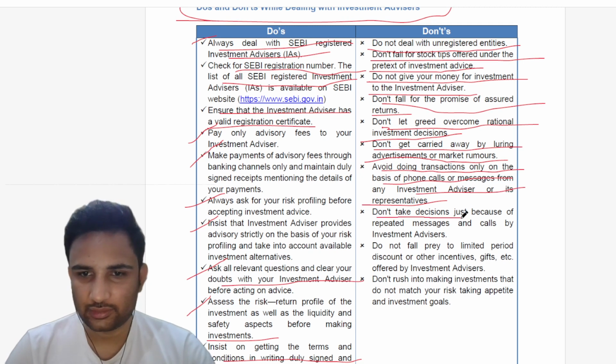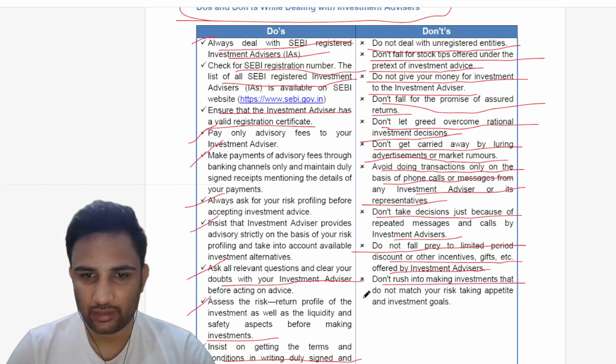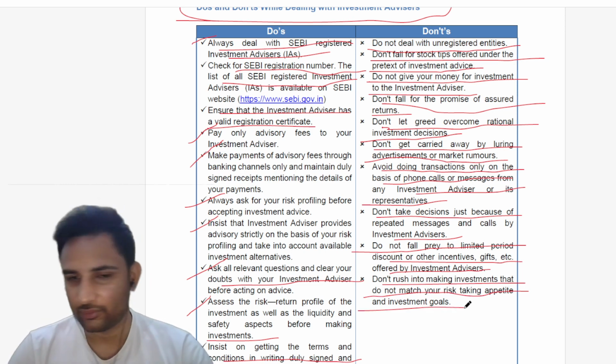Don't take decisions just because of repeated messages and calls by investment advisors. Do not fall prey to a limited period discount or any other investment incentives, tips, etc. offered by investment advisors. Don't rush into making investments that do not match your risk-taking appetite and investment goals.